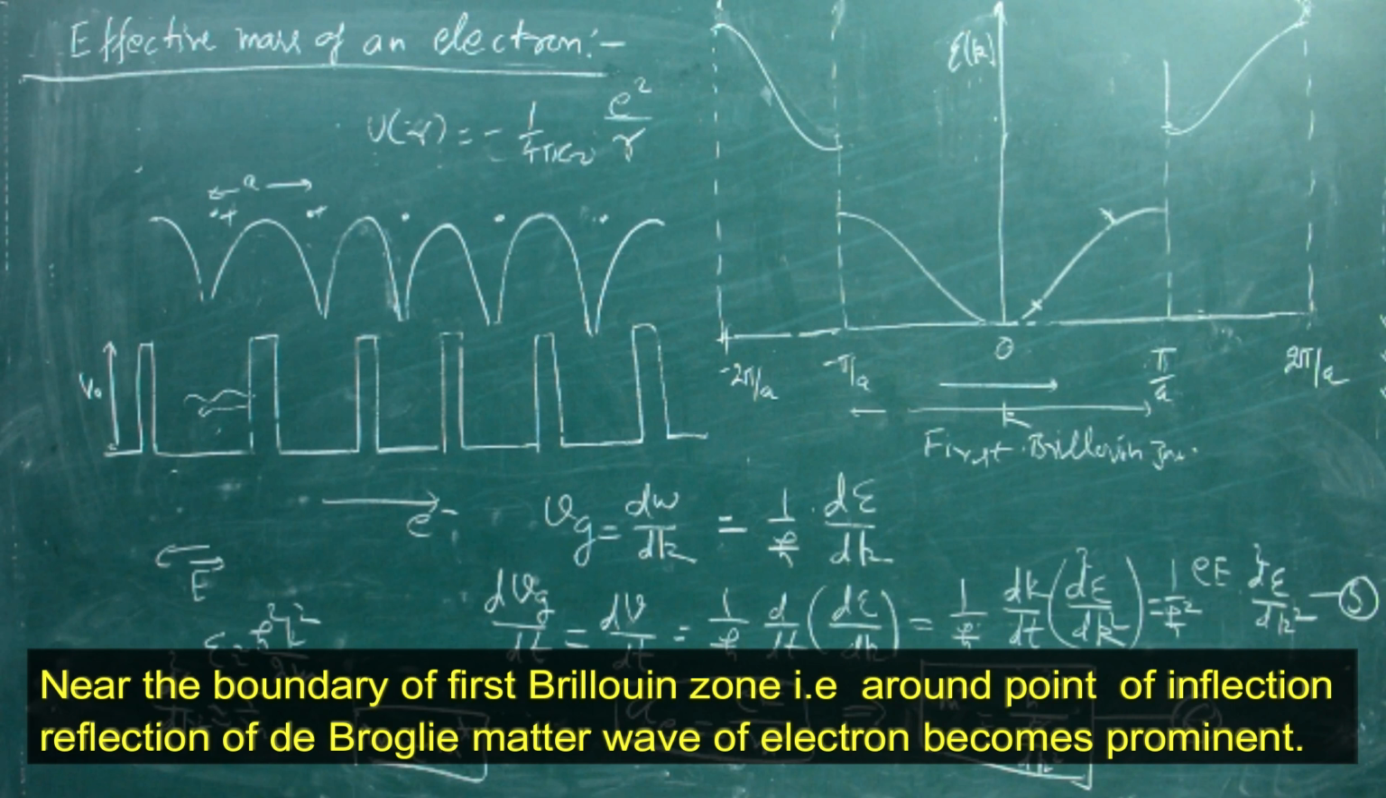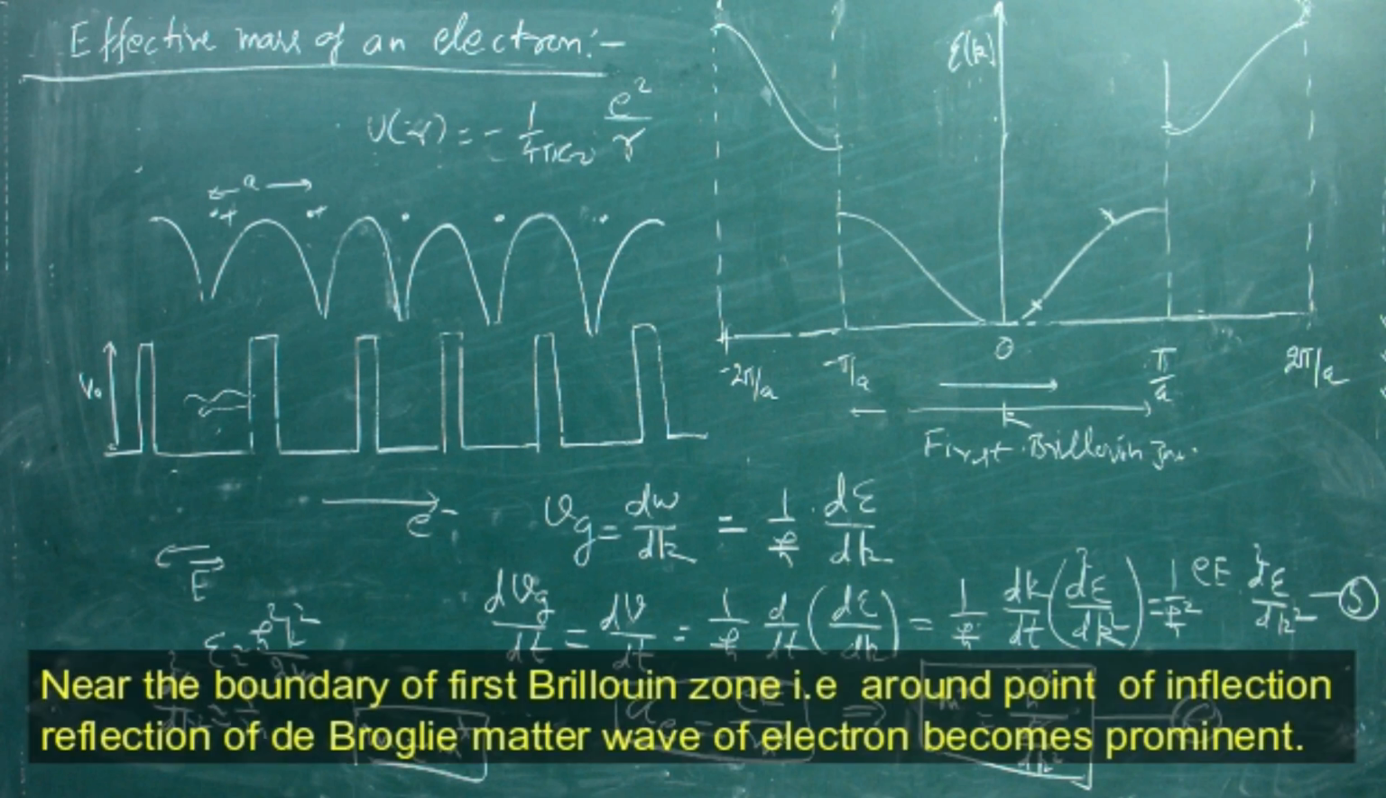The effect of this reflection is that when the de Broglie wave is moving in this direction, it gets reflected back in this direction, so it gives a momentum in the reverse direction. When this momentum in the reverse direction becomes almost equal to the momentum in the forward direction given by the external electric field, the electron doesn't move at all. So it behaves as if it has an infinite mass. That is the interpretation of the infinite effective mass.